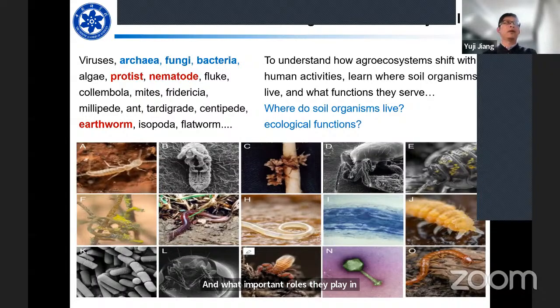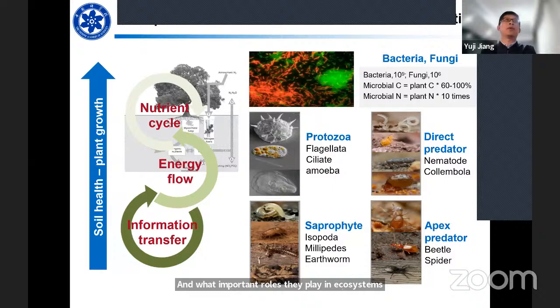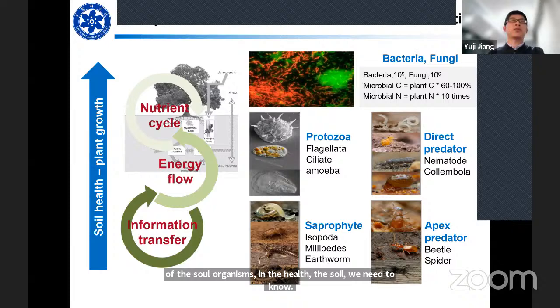functions. As we know, soil organisms are abundant, complex, and highly diverse, with millions of species often found in just 1 gram of soil. These soil organisms are involved in processes of nutrient cycling, energy flow, and information transfer, which in turn affect soil health and plant growth. Basically, to fully understand the importance of soil organisms in the health of the soil, we need to know the community assembly of these soil organisms.